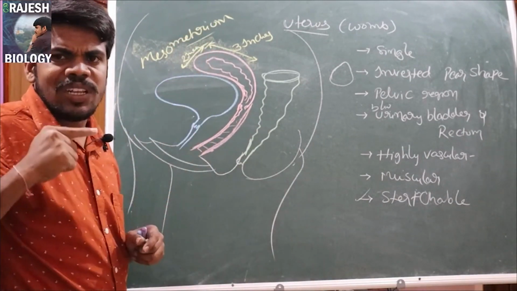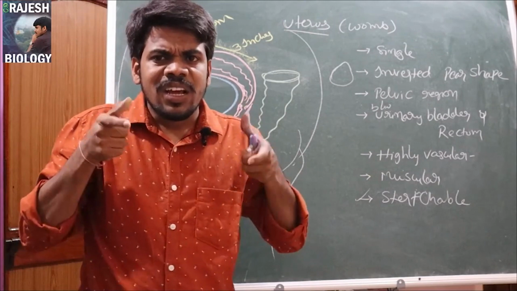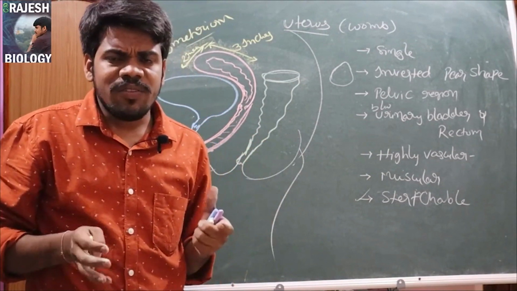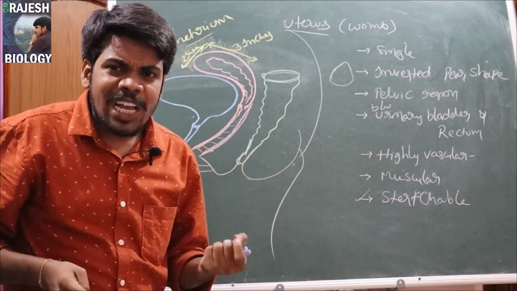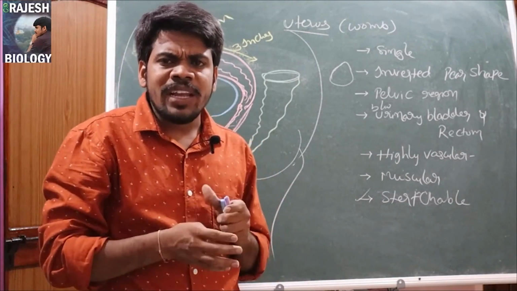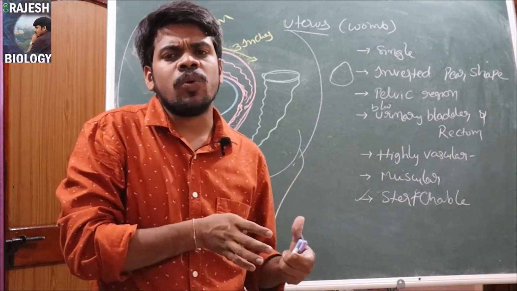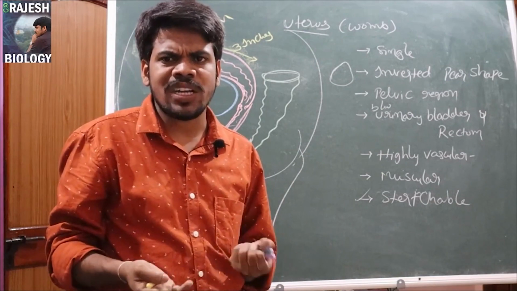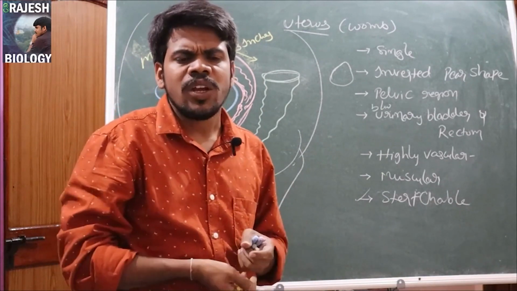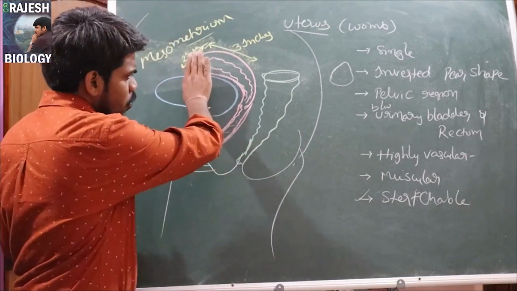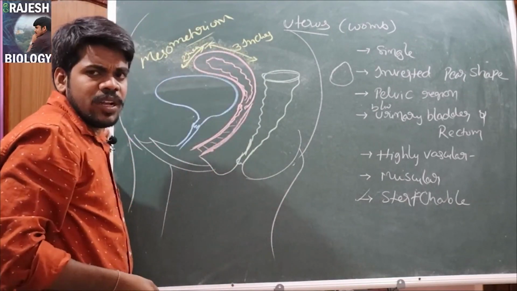So 2 inches width, 3 inches length it has, but it can extend when the blastocyst gets implanted and undergoes some development. Depending upon the size of the embryo, it also gets stretched. Of course, after parturition, it comes back to its normal position within 2 months, or 1.5 months, like that. So this is the uterus position.